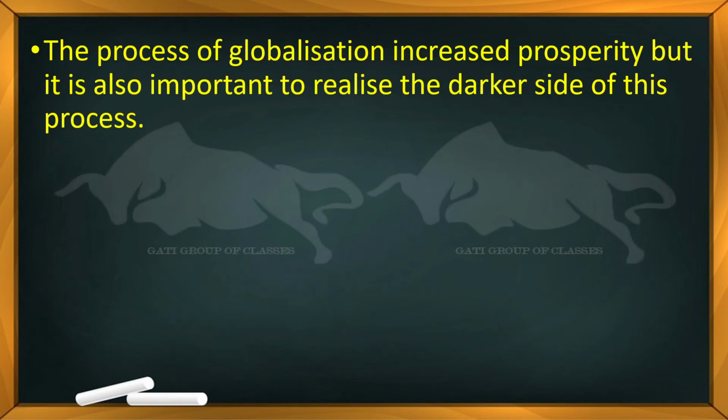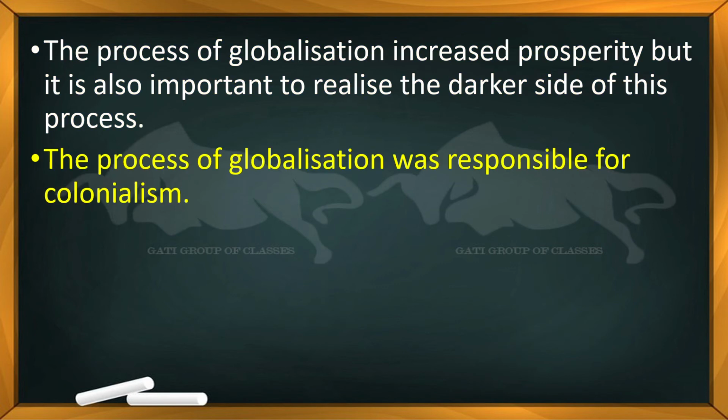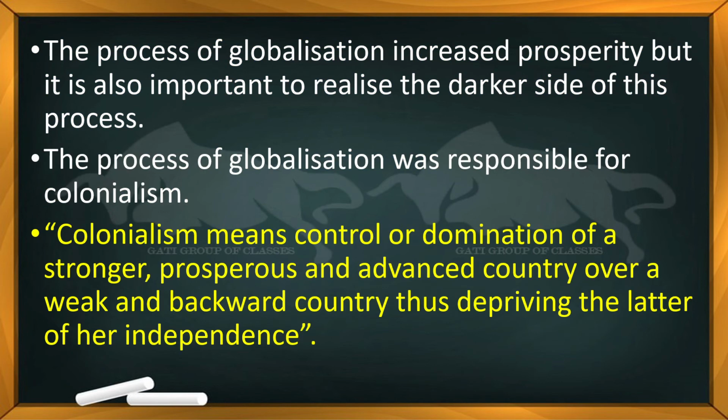The process of globalization. We already discussed what globalization is, that is the interlinking of different countries through trade. Obviously, we know that if someone trades with other countries, it will help them raise their economic money. But that also brings one more thing, the darker side of this process, that was colonization. Now, colonialism. We already know it is the domination of one stronger country over another weak country.